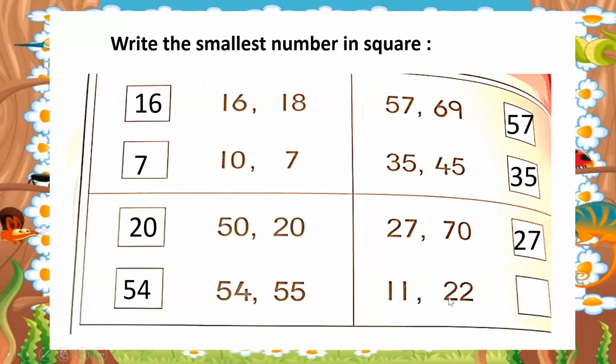Now 11, 20 and 10. Look at the ones. Tens. So 1 is small while 2 is big. So we are going to take 11 as the smallest number.